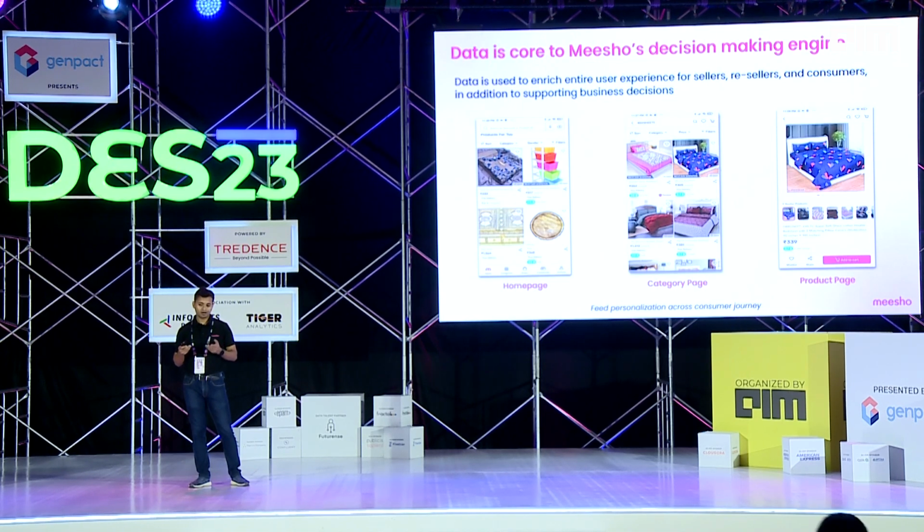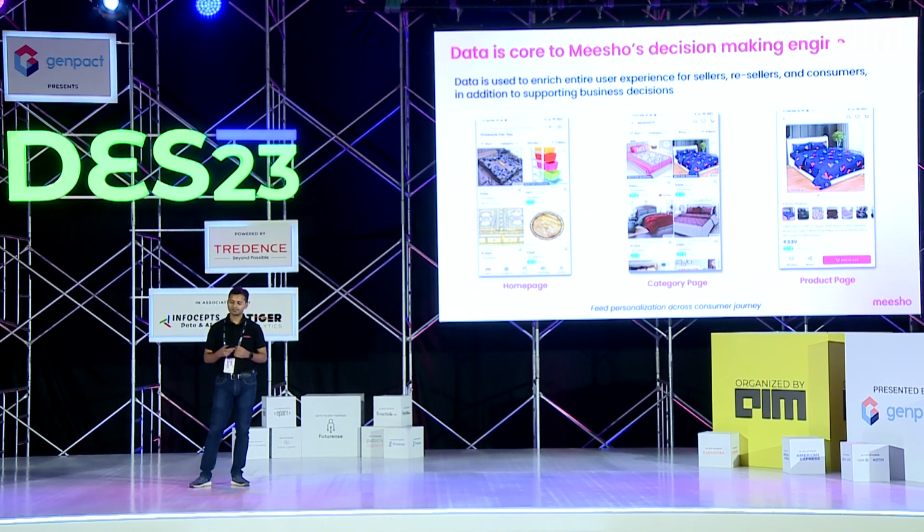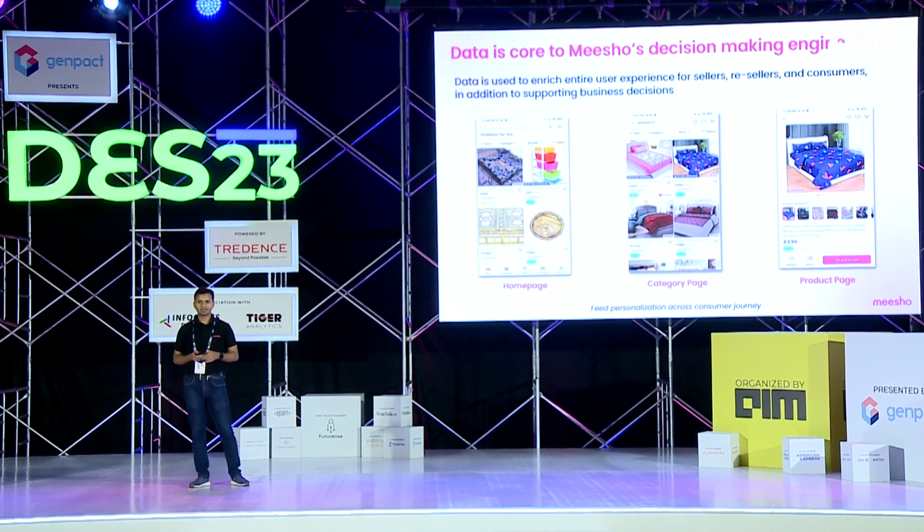So, let's say for example, on the homepage, the feed that the user sees is personalized in a real-time manner. And all this is backed by data. On the category page, the ranking that we see and the way the products are grouped is all backed by data. The recommended products on the product page are again powered by a data product.